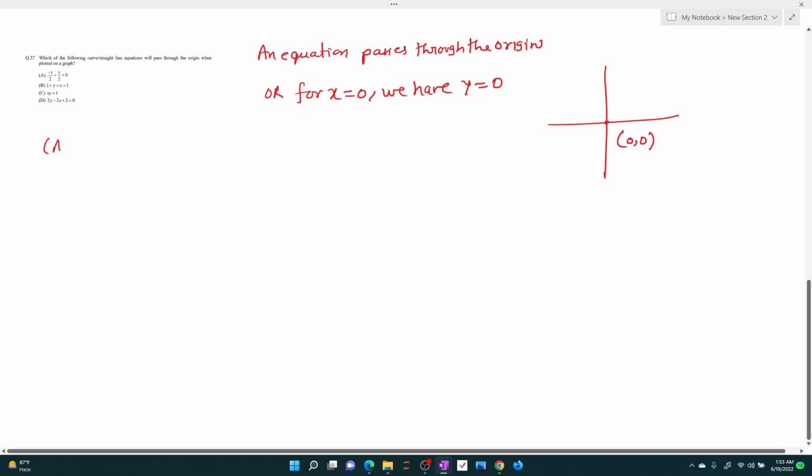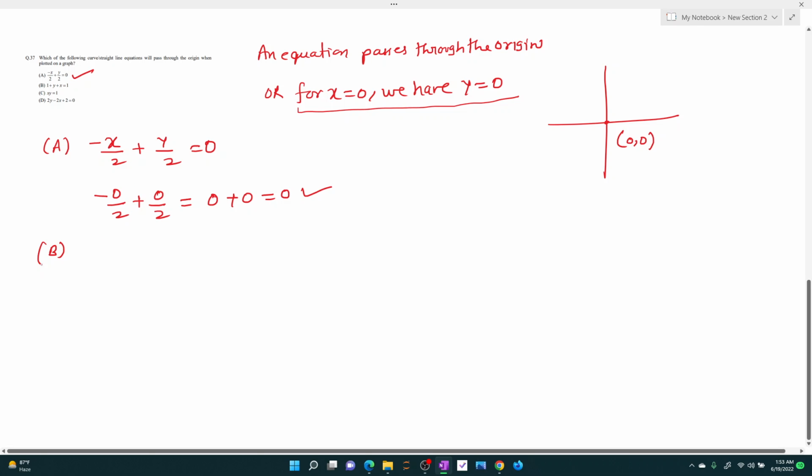So let's see each option. So for option A, we have minus x by 2 plus y by 2 is equal to 0, right? This condition in other words means if we put x equals 0, y equals 0, that should satisfy the given equation, right? So put x equals 0 and y equals 0, this becomes a negative of 0 by 2 plus 0 by 2, which comes out to be 0 plus 0 is 0. So left hand side is equal to right hand side. That means this curve passes through the origin.